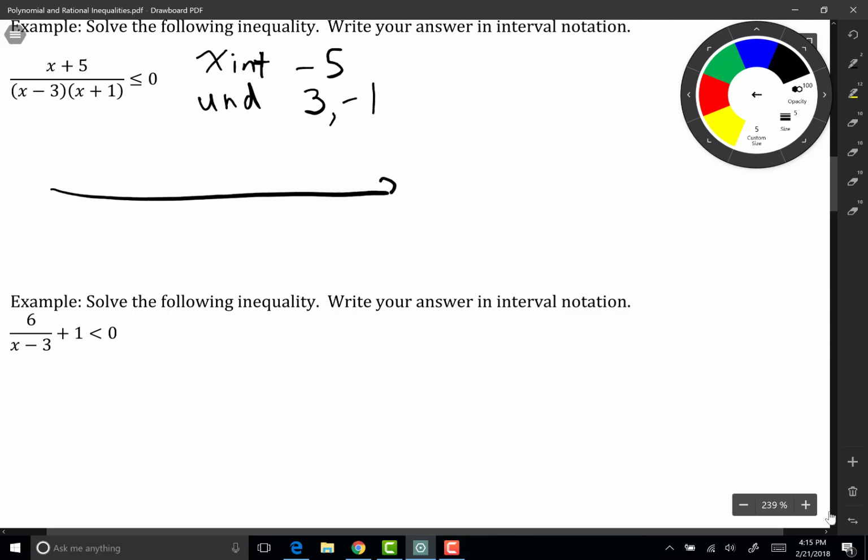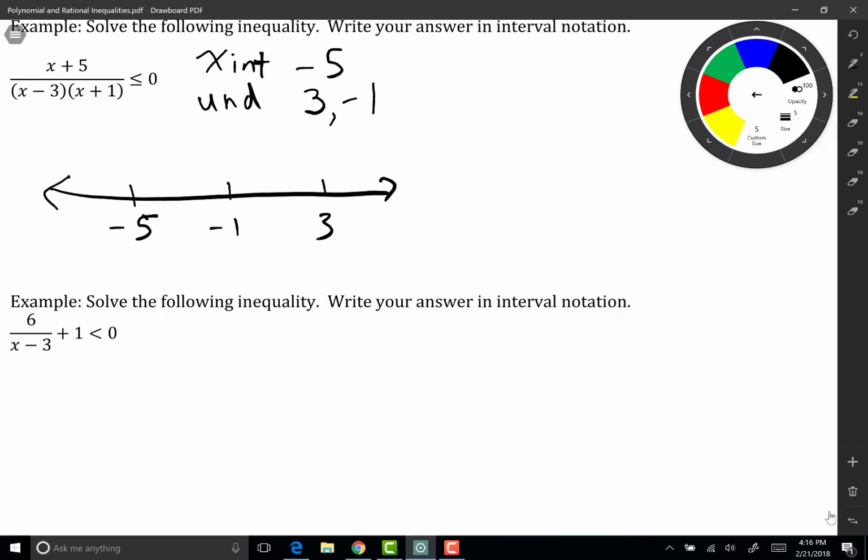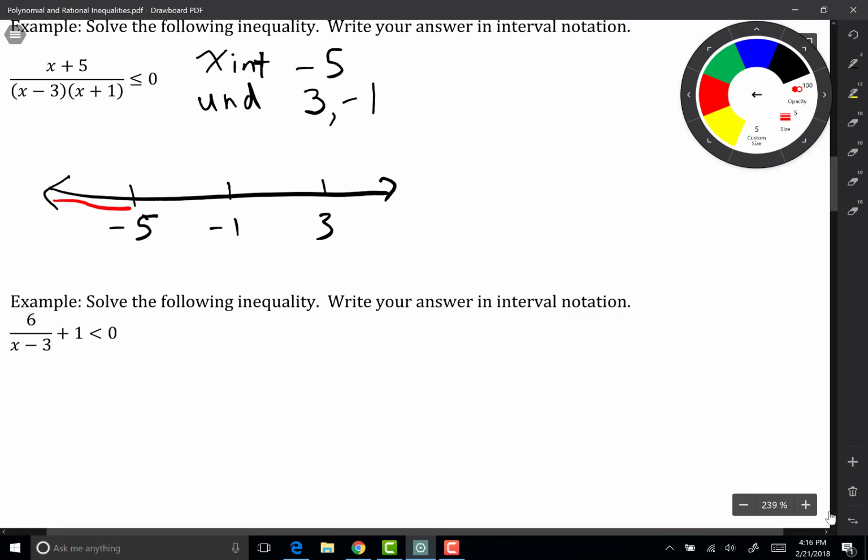When I put these values on my sign chart, I have -5. Make sure you put them in order. Then -1 and 3. Put them in order from smallest to largest, left to right, just like on a number line. This breaks it up into 4 intervals. 1, 2, 3, 4.